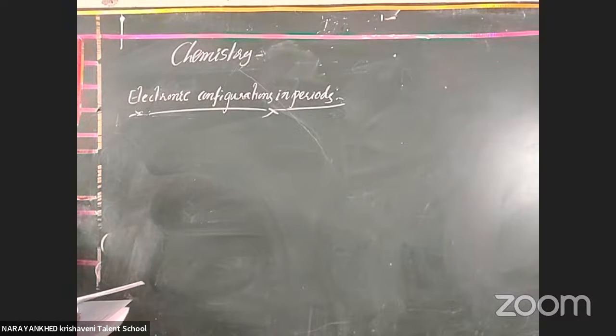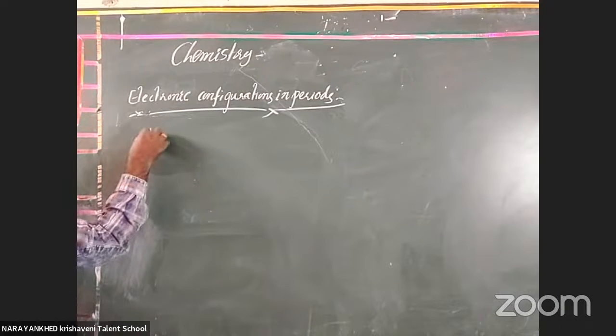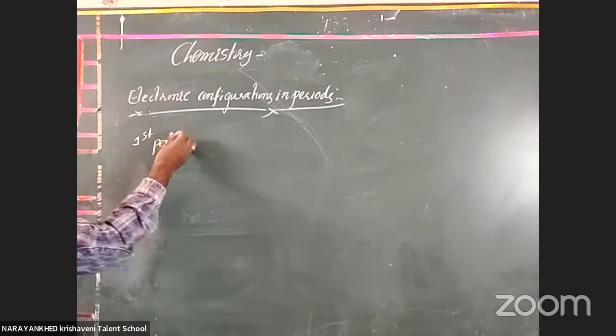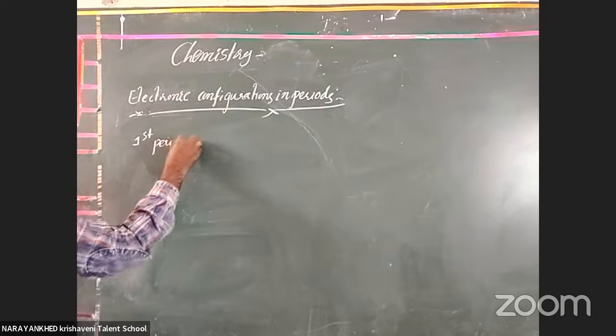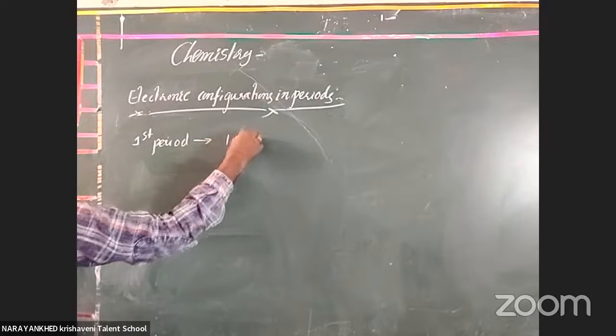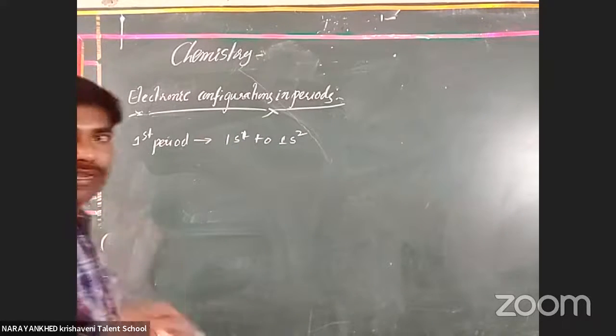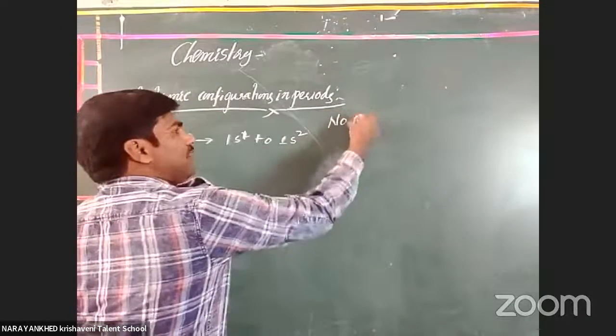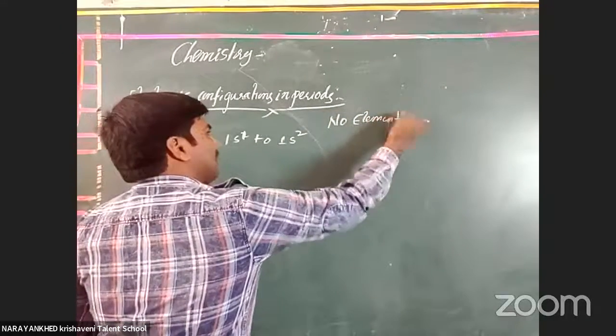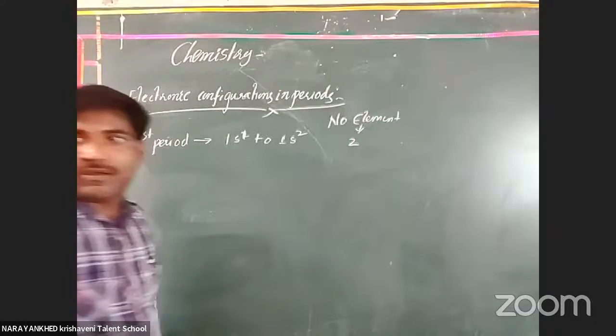Suppose you take the first period. The first period elements contain n is equal to 1, the lowest level, which is 1s. Therefore it has two elements, hydrogen and helium. The electronic configuration for our first period is 1s1 and 1s2. In the first period, how many elements are there? The number of elements is 2 only. That is the first period.